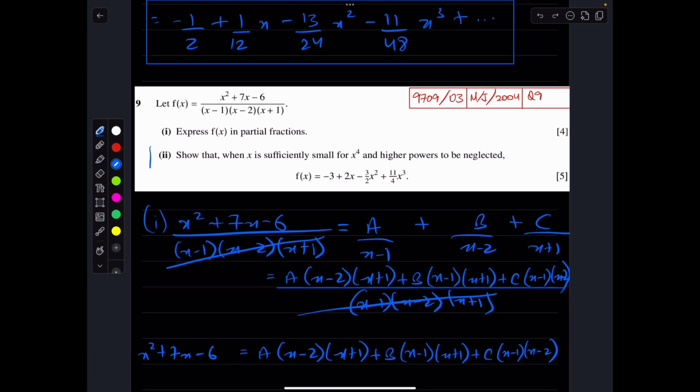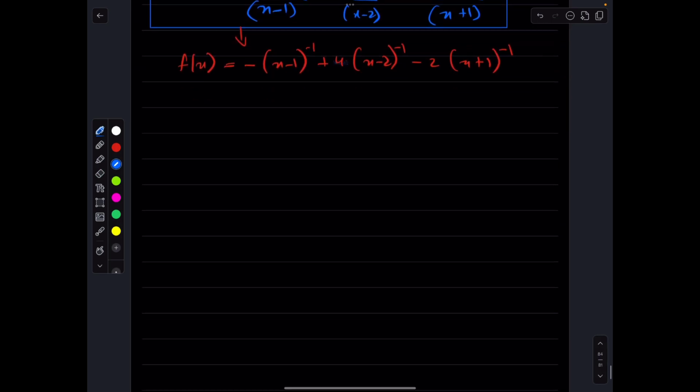The wordings for the second part seem complicated, but appreciate the fact that it only requires you to expand till x power 4. That is x cubed, all the terms before it. The expansion is also given, and we only have to show that this would be the. So we have this as part 2.